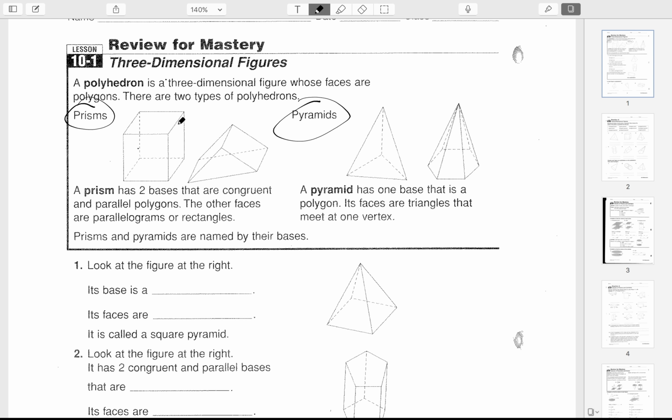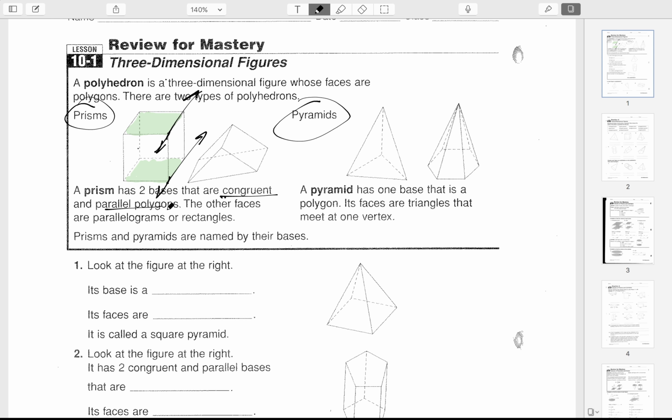So the bases would be this bottom part. So let's highlight this so we understand where the bases are. So right here would be one base, and right here would be another base. So it's the top and the bottom. So these bases are congruent and they are parallel. So they won't ever touch. So if I draw a line that goes here, they will never touch.